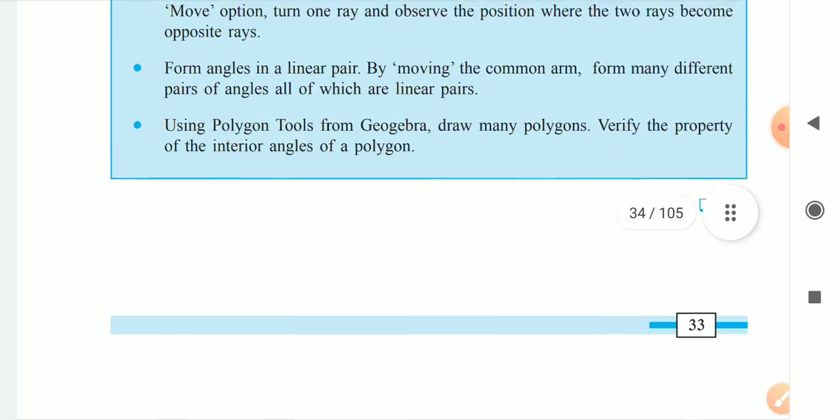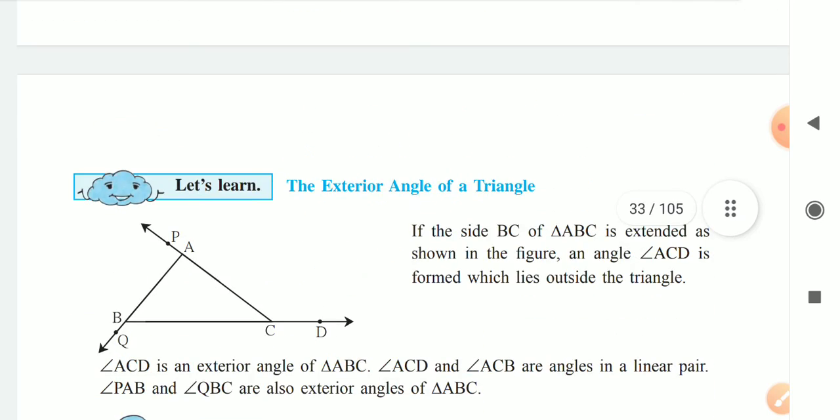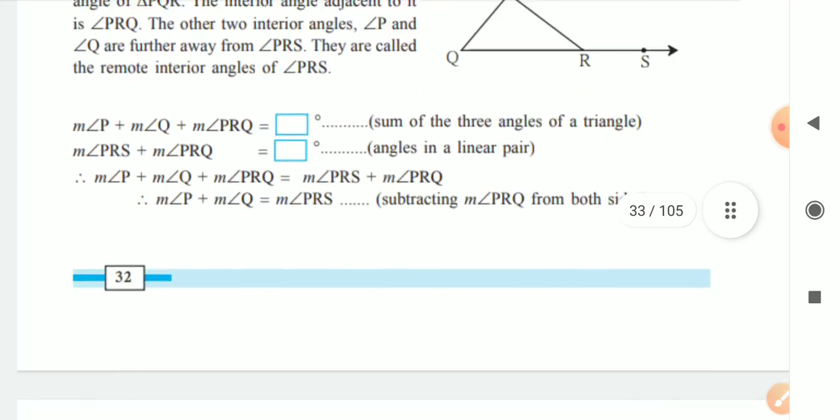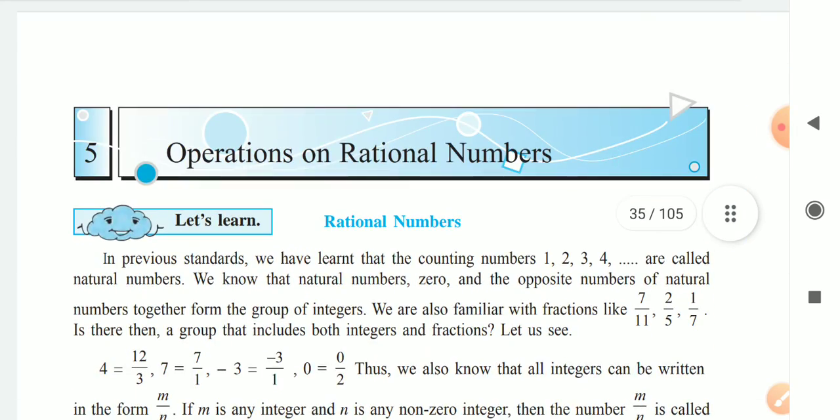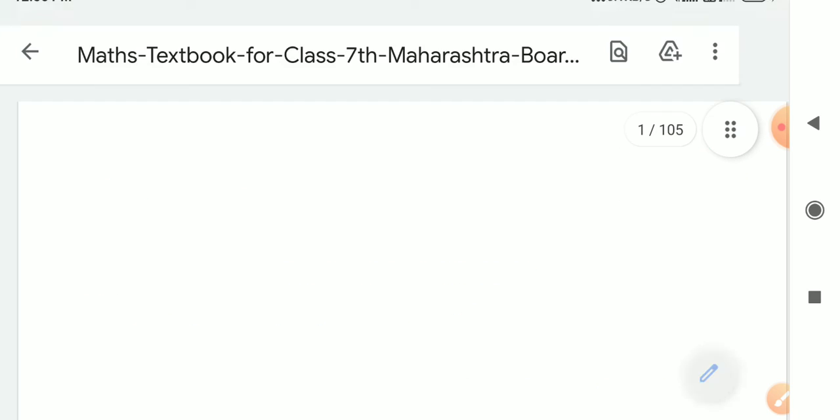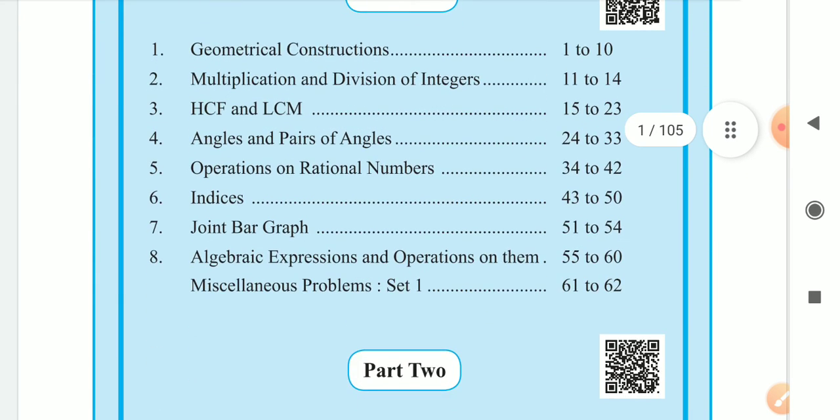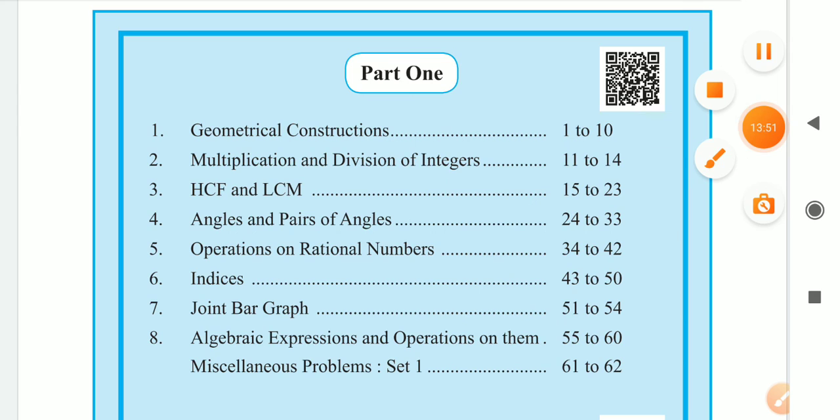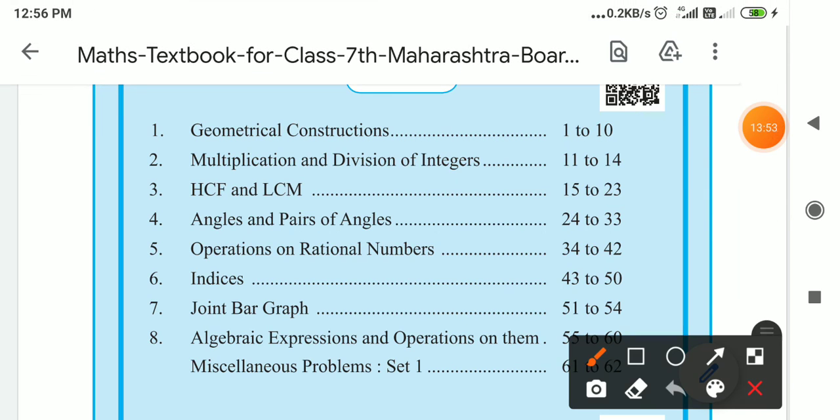Then next we are going to start the revision for the exam. For the unit test I am going to take only 4 lessons, because there are 8 lessons in the first term, and we will complete the first 4. After I think 2 days we will finish, then we are going to take the revision for the exam.